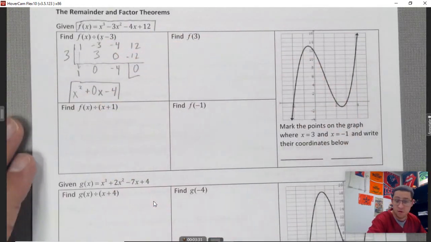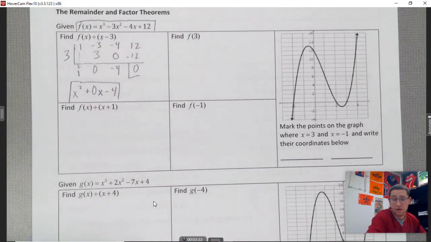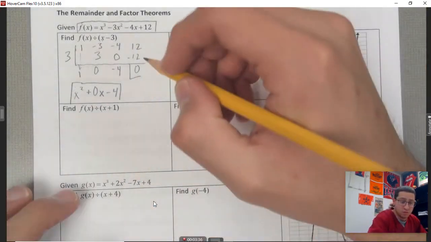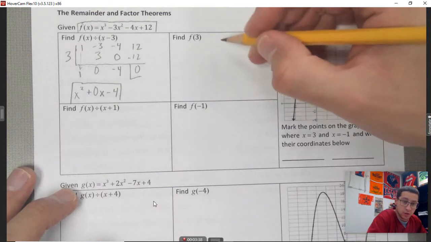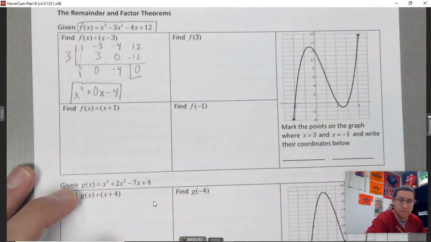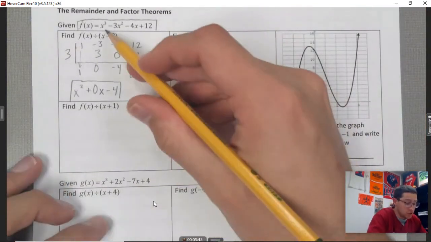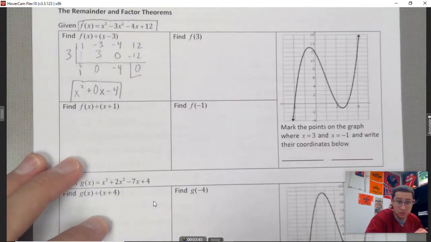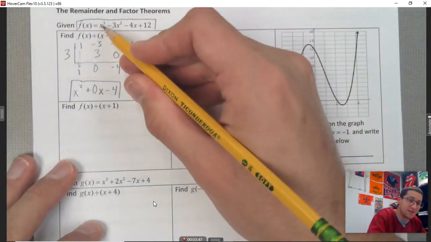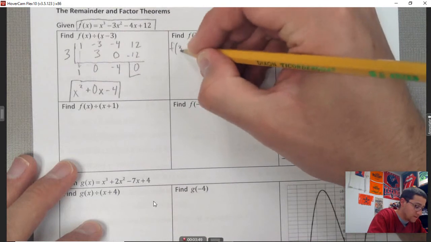There it is. Now let's go ahead and look at what we have over here. Right now, that's all it's asking us to do. Let's look at f of 3. So we are evaluating this function at x equals 3. Instead of writing x, I'm going to write a 3. So I've got f of 3.